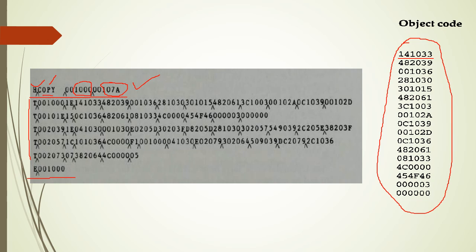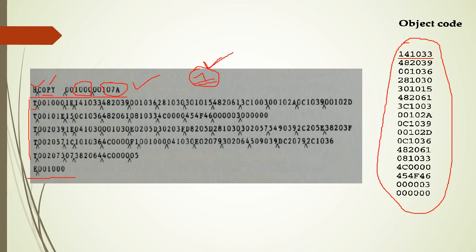Then the next one is the text record. Before that, here we have used this caret symbol. This symbol is used just to separate the different fields of the record. So here H is one field, copy, the name of the program, is another field, then the starting address, and then the length of the object program. This character is just for our reference. It is not there in the object program; in the actual object program, we will not find this character.